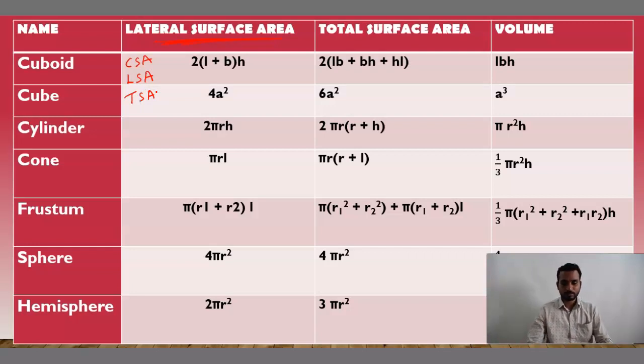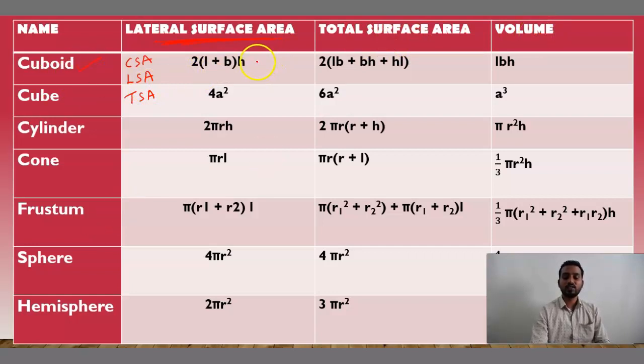In our offline classes, we go into detail on how to identify which surface is called lateral, which surfaces we call total surface area, and which is volume. How to differentiate between lateral surface, total surface and volume is a big story, but right now we don't have that much time. Let me begin with the concept required for the upcoming board exam. Lateral surface area, curved surface area, next is total surface area, then volume. First topic is cuboid.